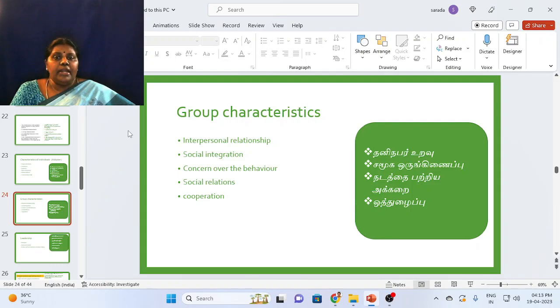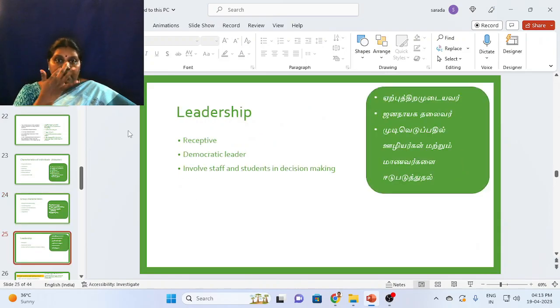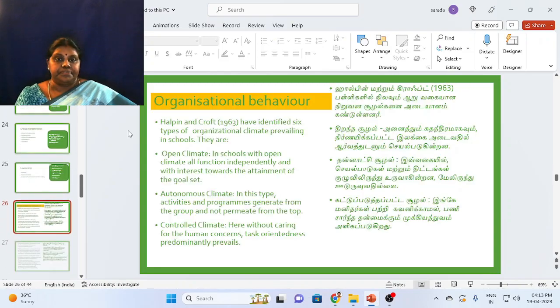The group characteristics are interpersonal relationship, social integration, concern over the behavior, social relations, and cooperation. The leadership characteristics are that the leader of the organization should be receptive and a democratic leader, and should involve staff and students in decision making.